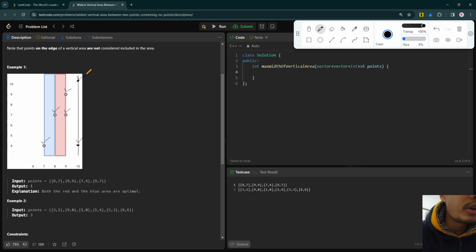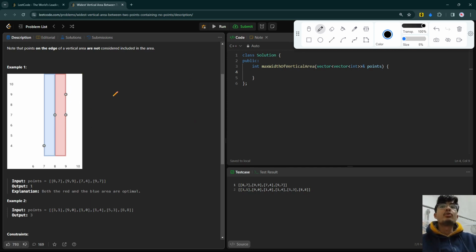What I will be doing is simply comparing the horizontal distance of the current point with the previous point. If I am at this point, I will compare it with this point and update the maximum value of the answer. If I am here, I will compare the horizontal distance between these two points and update the answer. Same goes for this and this. This is how we are going to do this question.